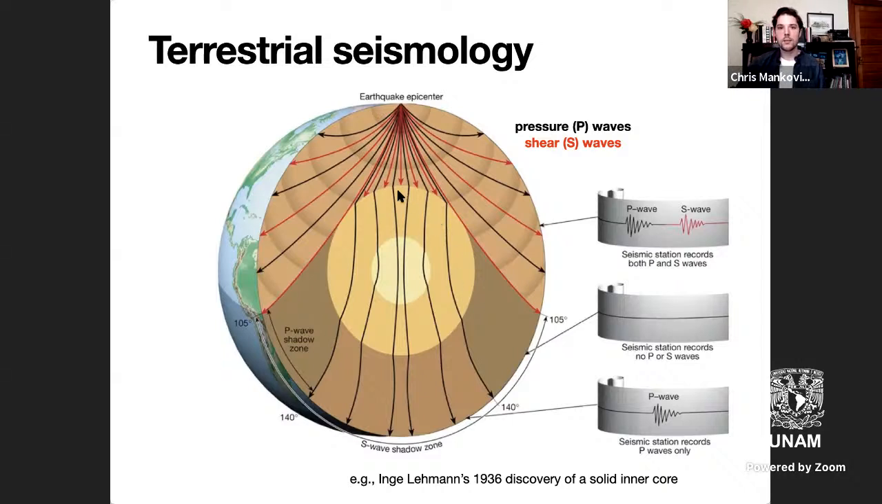Likewise, P waves are diffracted differently in the liquid part of the core and the solid part of the core. And what became clear is that some of these P waves were observable on the exact opposite end of the Earth from the epicenter, which indicated that part of this inner core needed to be solid. And that's just one of many stories that terrestrial seismology had to tell about the interior structure of the Earth.